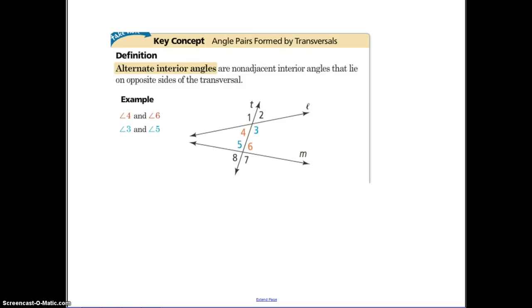Now, we need to talk about some other angles, and these are angles formed by transversals. And what a transversal is, it's this line right here. It's a line that intersects two other lines. So that's our transversal. When we have that, we have a special pair of angles called our alternate interior angles. And it's exactly what it sounds like. You want to look at the interior between your two lines, and you want the ones that alternate sides. So angle 4 and angle 6 are alternate interior. Angle 3 and angle 5 are alternate interior.